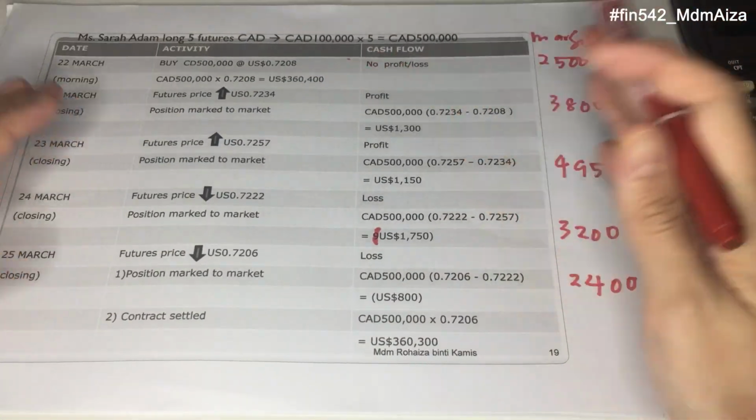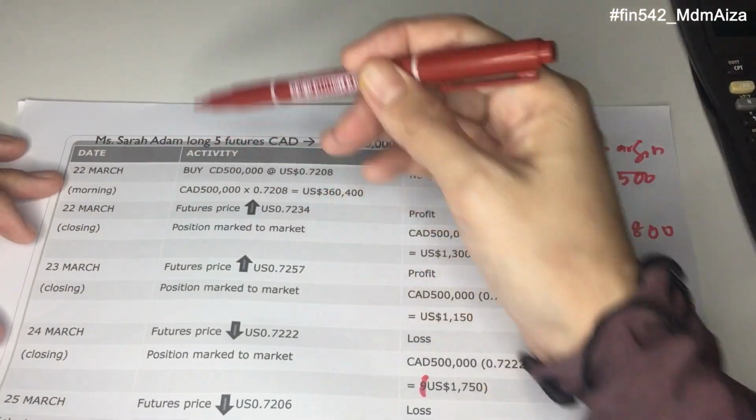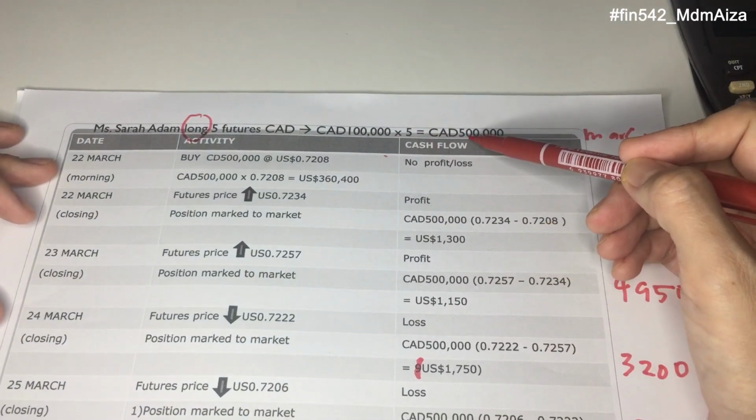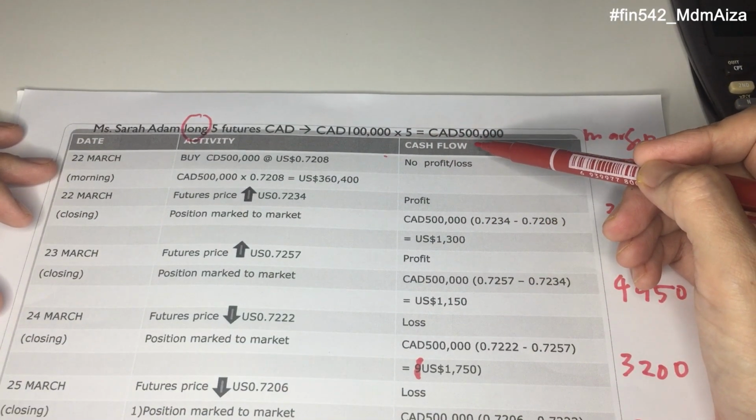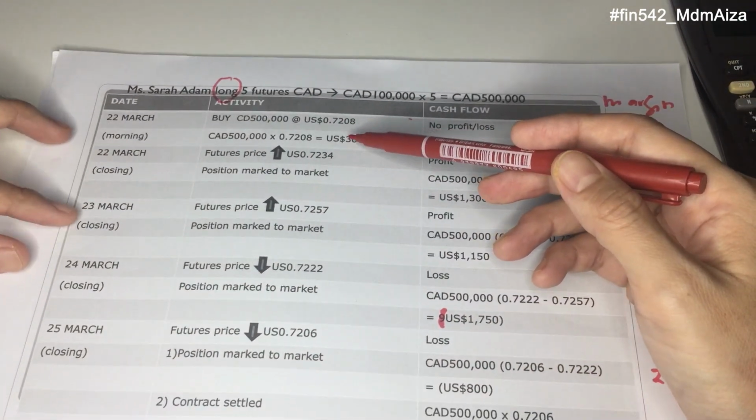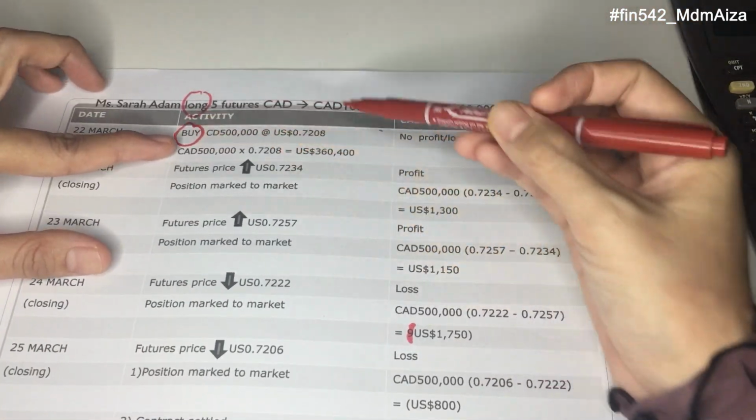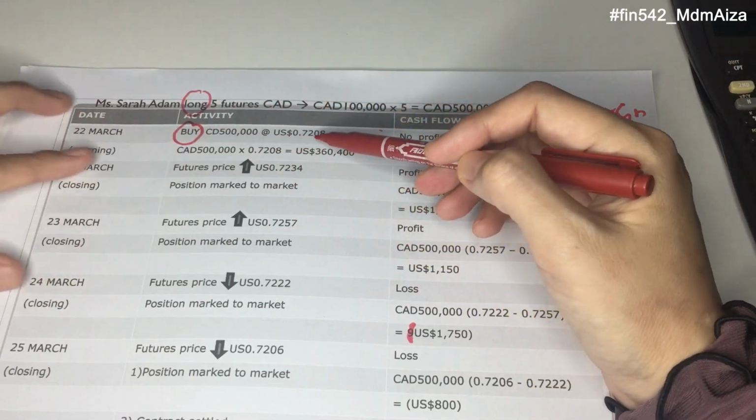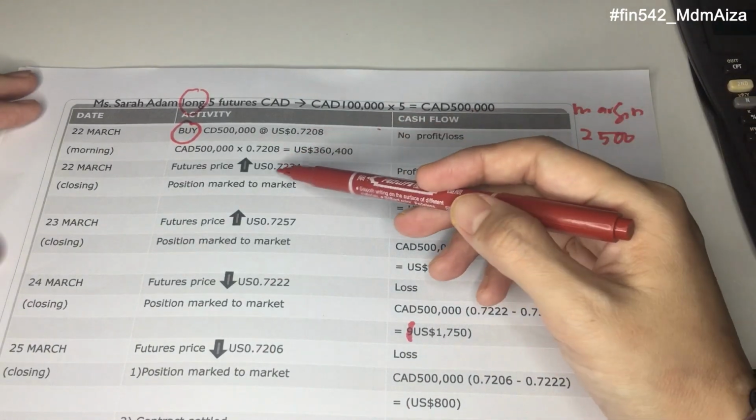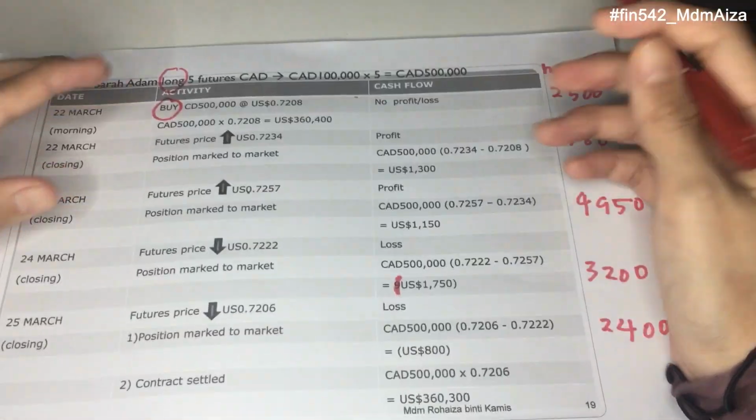We need to develop 4 contracts, and this one I start with Sarah Adam long 5 futures contracts, 100,000 times 5, so the original one is 500,000. The same things: 2, 2, 3, 2, 4, 2, 5. But this one I put buy instead of sell, 500,000, and the same things. The futures price increases, drops. Okay, so let's see how.